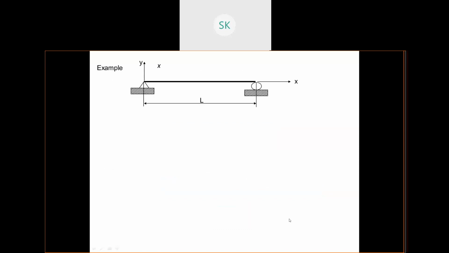Now this is for a simply supported beam with UDL. I'm taking a distance of x and I have found the moment equation. This is my moment equation for a simply supported beam with UDL.